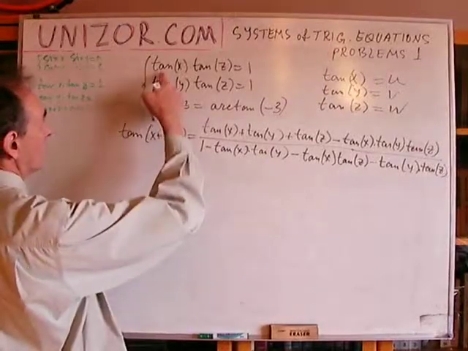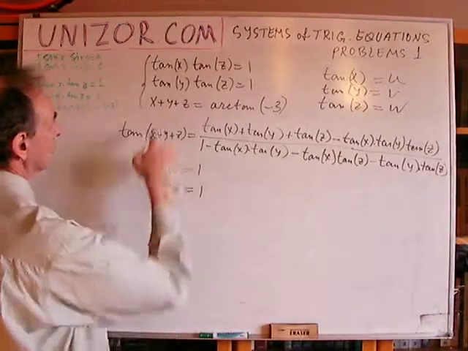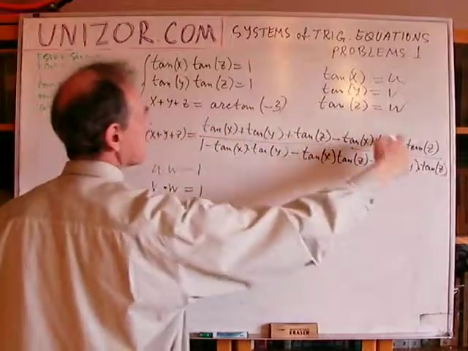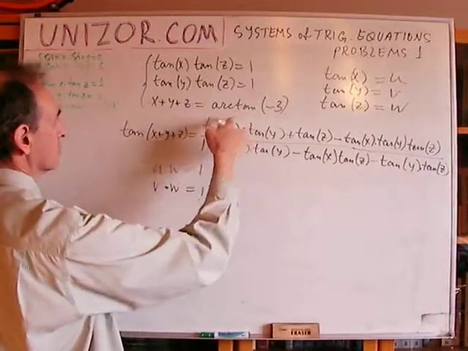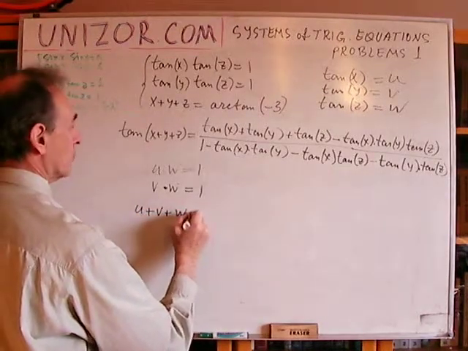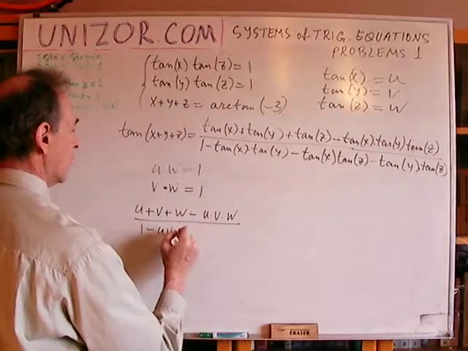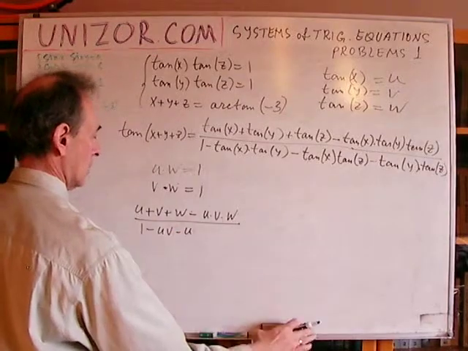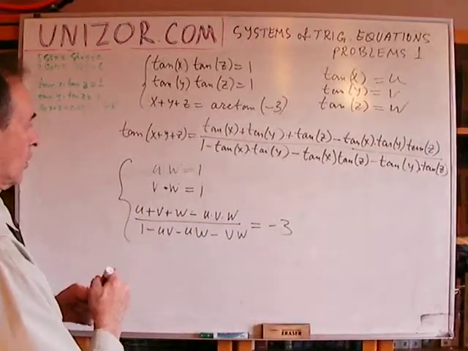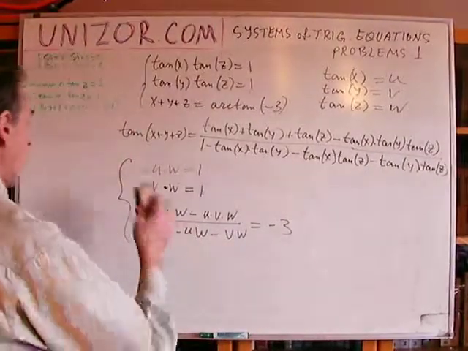So I will have u times w equals to 1, v times w equals to 1, right? Tangent of y is my new variable v, tangent of z is still w. And on the left, I have this thing, and it's equal to minus 3, right? Because I took tangent of both sides. So let me just put it, which is u plus v plus w minus uvw divided by 1 minus uv minus uw minus vw equals to minus 3. This is the system which we can attempt to solve, but this is algebraic, it's not trigonometric, which I hope makes it simpler.